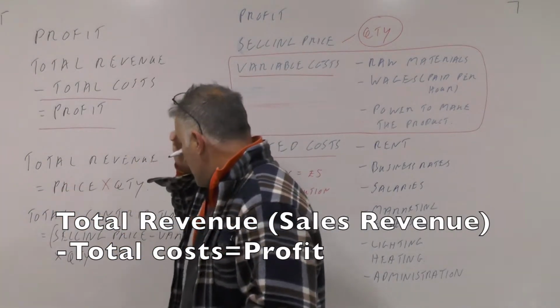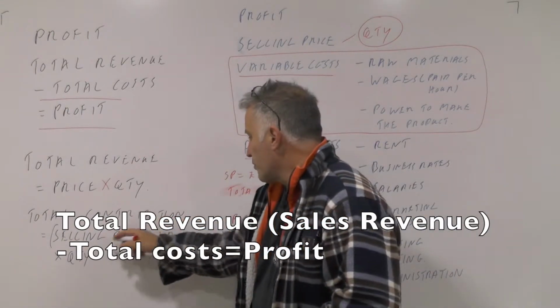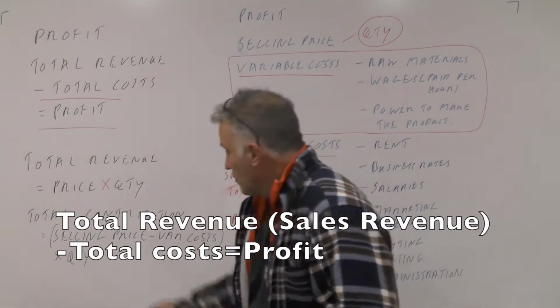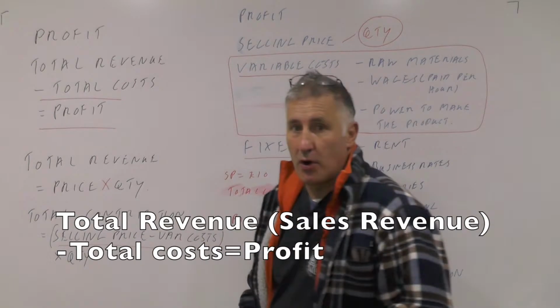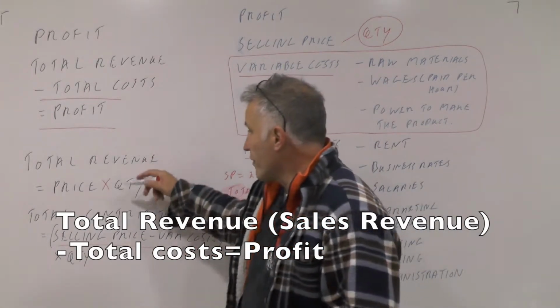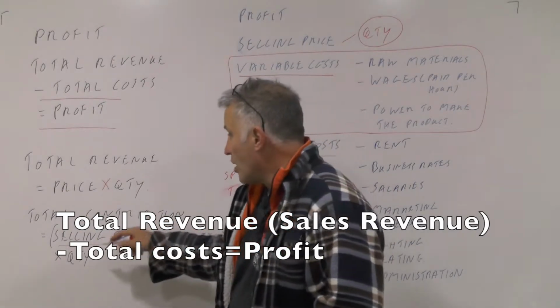actually sell. And at the same time, we also have a thing called total contribution. Contribution is selling price minus variable cost, right? And then you multiply all of that by quantity. So total revenue is price times quantity. Total contribution is selling price minus variable cost times quantity.